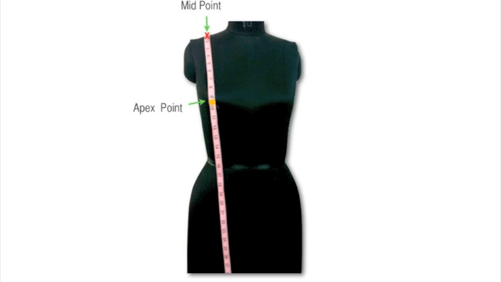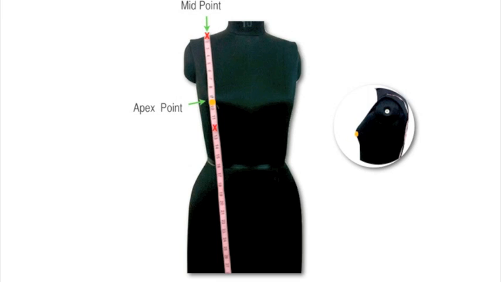Coming to the underbust length. Place the tape over again at the midpoint, pass it through the apex point and end it right below your bust. This is your underbust level. Your underbust level is just below the bust. So that's your underbust length.